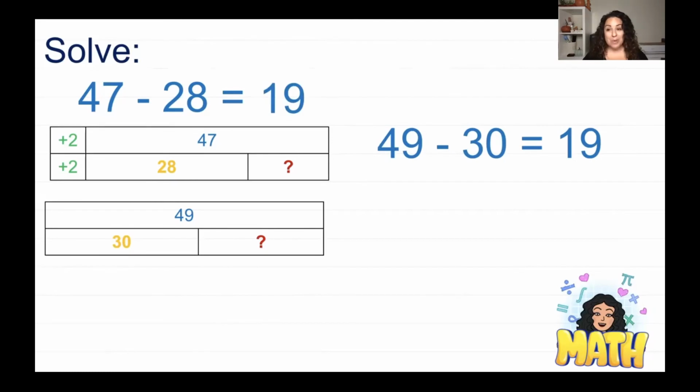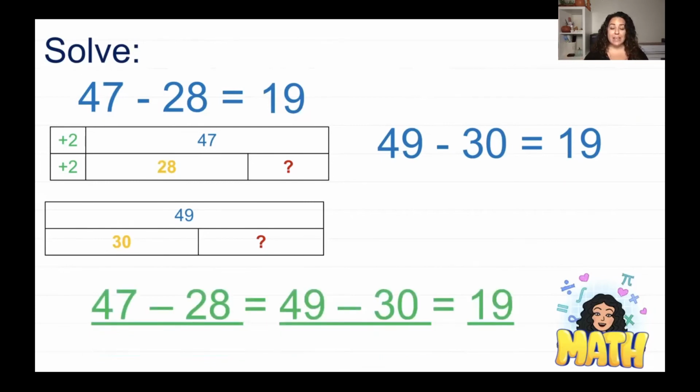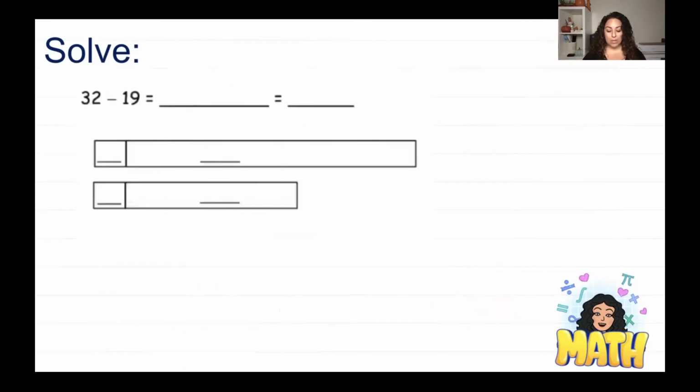So do you remember on that would you rather slide, I asked you if you would rather solve this problem or this problem? Well, I tricked you and we solved both. But it's okay because solving this problem helped me find the difference to solving this problem. So let's go ahead and look at our number sentence. It looks like this. 47 take away 28 is the same as 49 take away 30, and that is the same as 19. All right, let's go ahead and try one more.